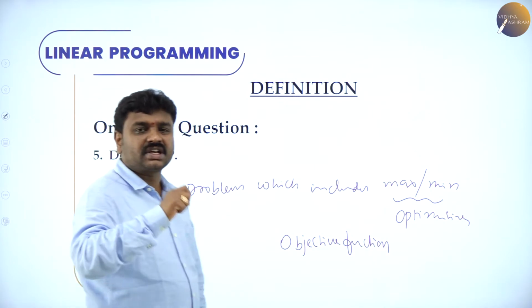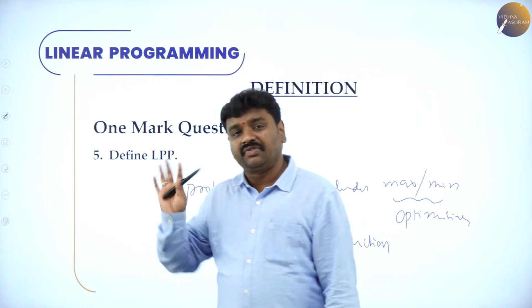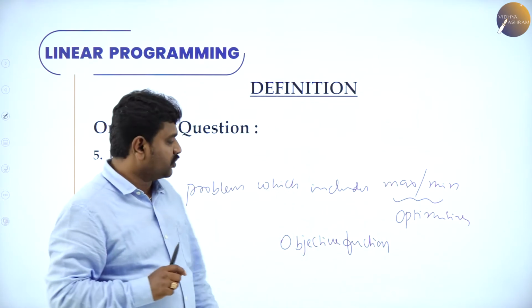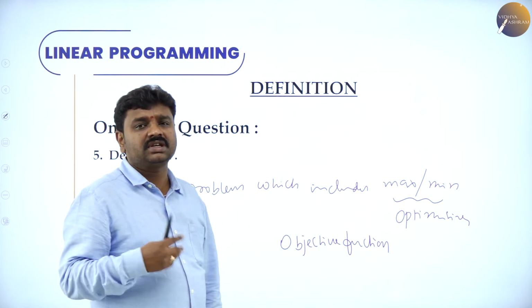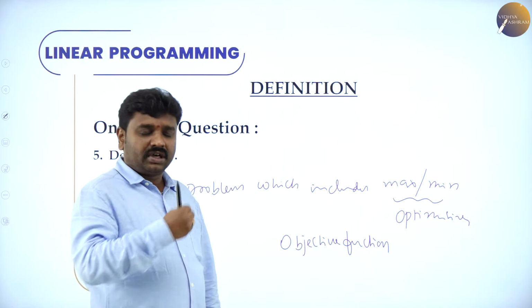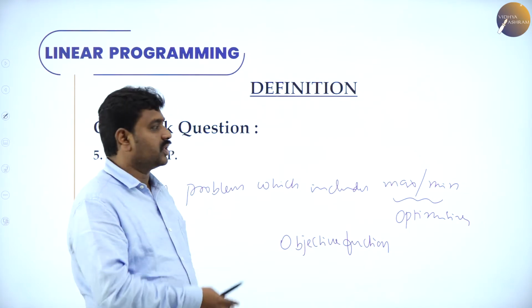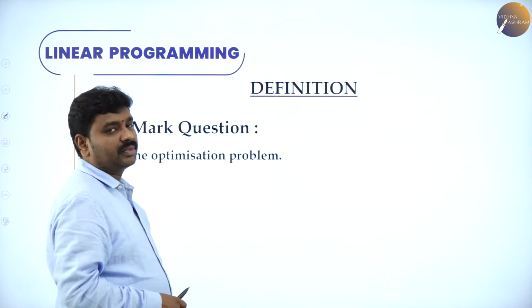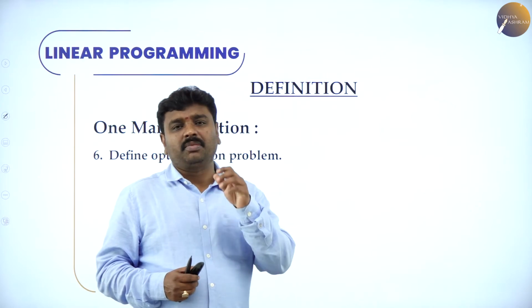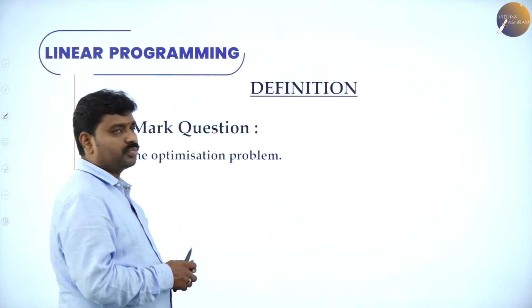Where conditions are given, we have to convert them into linear inequalities. Where a function is given to maximize or minimize, we should convert it into an objective function. A problem which includes optimizing the objective function depending on the conditions given in the form of linear inequalities or constraints, we call it LPP. And we have the optimization problem: a linear programming problem which involves maximizing or minimizing is called an optimization problem.